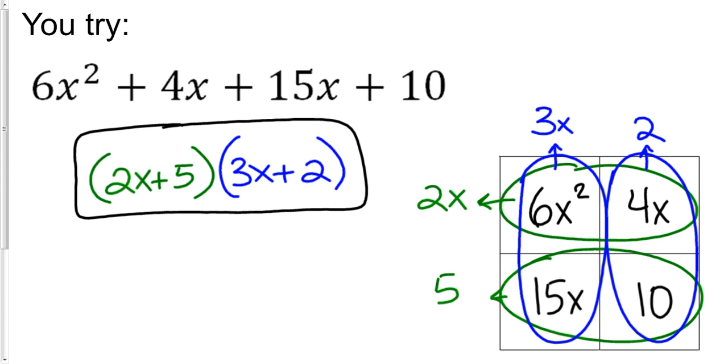Here we have two factors that when multiplied together would give us 6x squared plus 4x plus 15x plus 10. As always, if you have any questions or concerns or need me to go over any of these examples in more detail, make a note of that so when you come into class, you can get those questions answered while we do our practice.